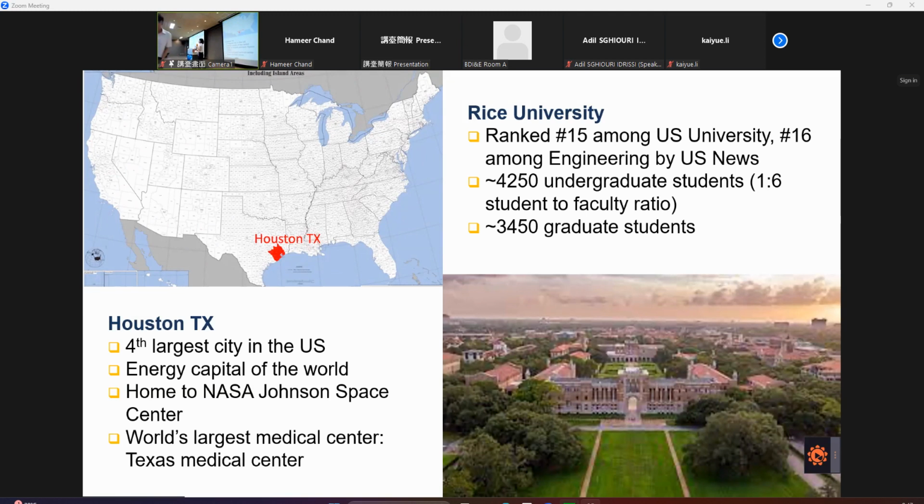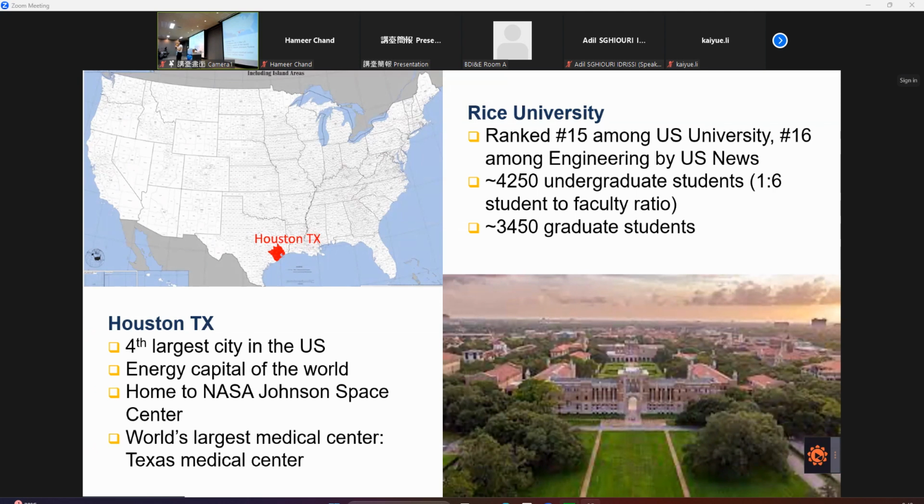Now, many of you have heard about Rice University. We are located in Houston, Texas, right? The only thing most people know about Houston, Texas is that we are cowboy country. We're actually a lot more than cowboy country. We're the fourth largest city in the United States, and the energy capital of the world.